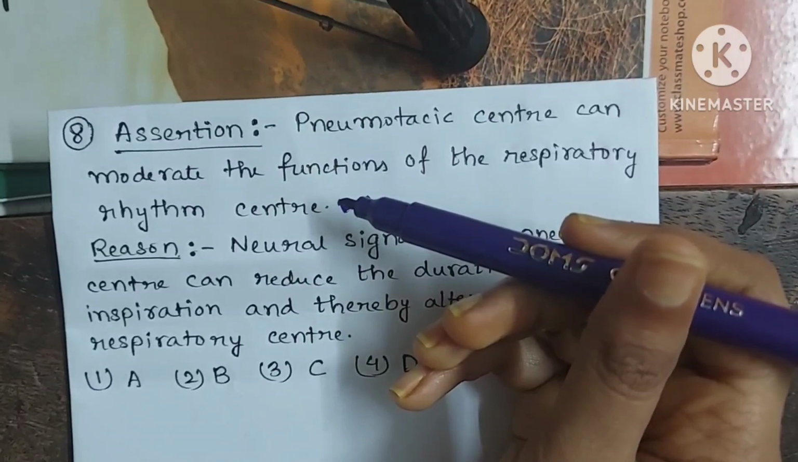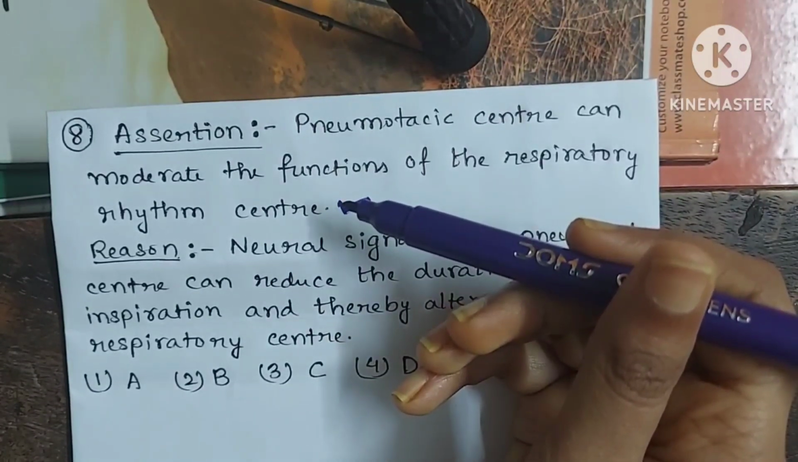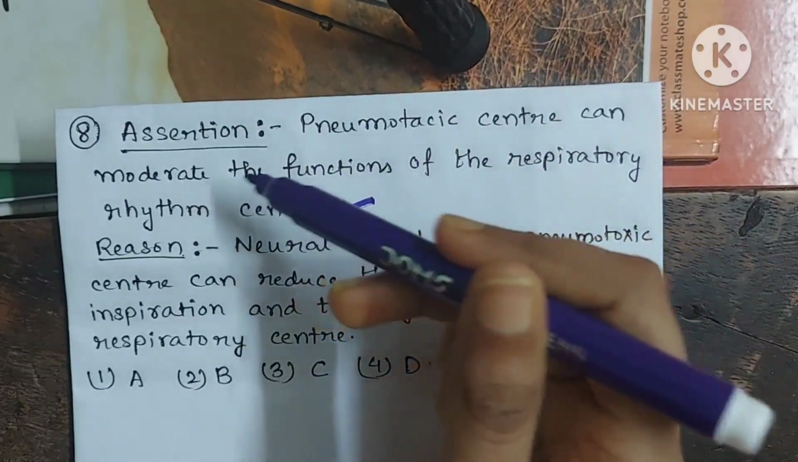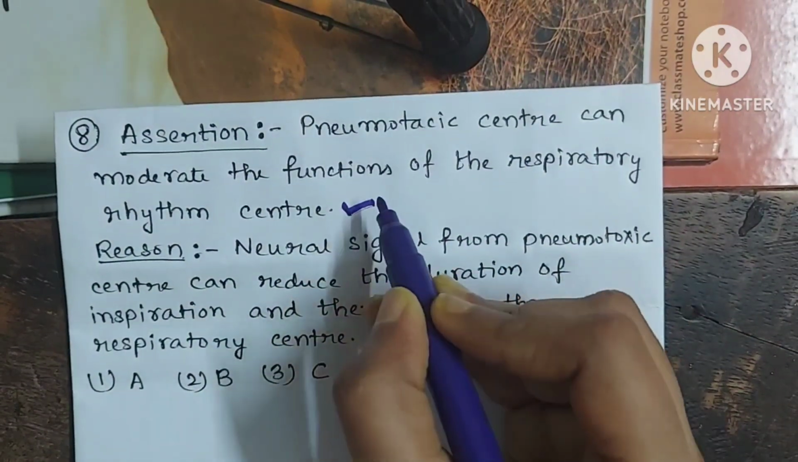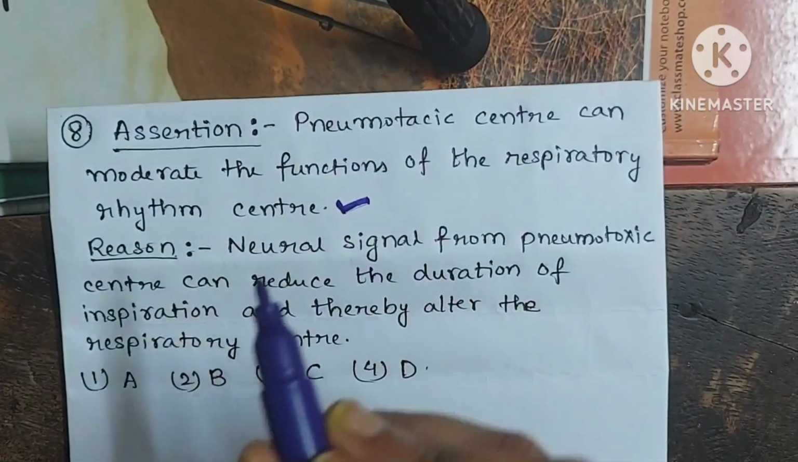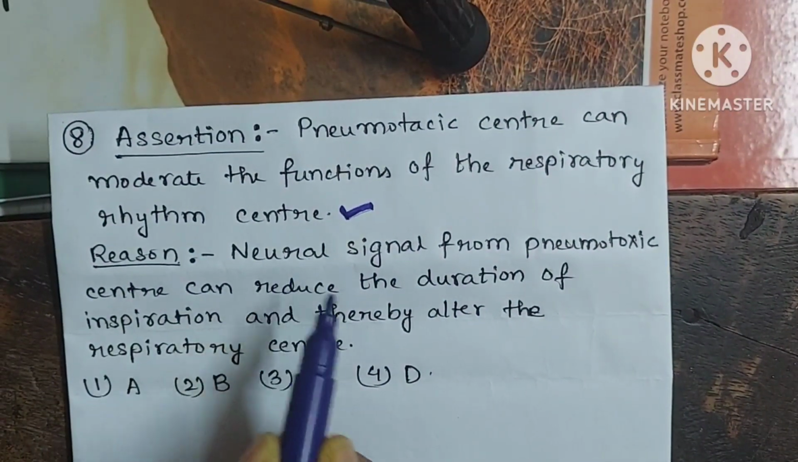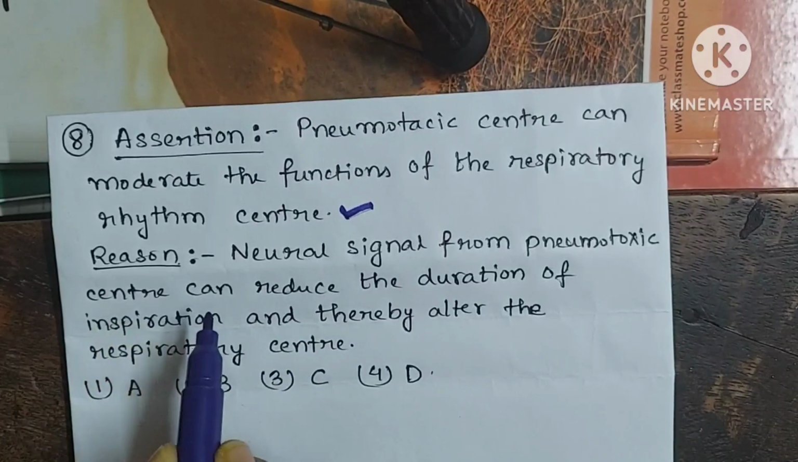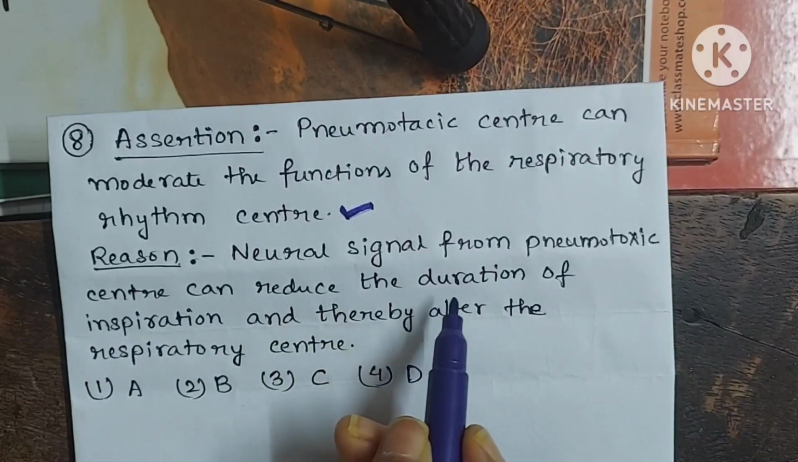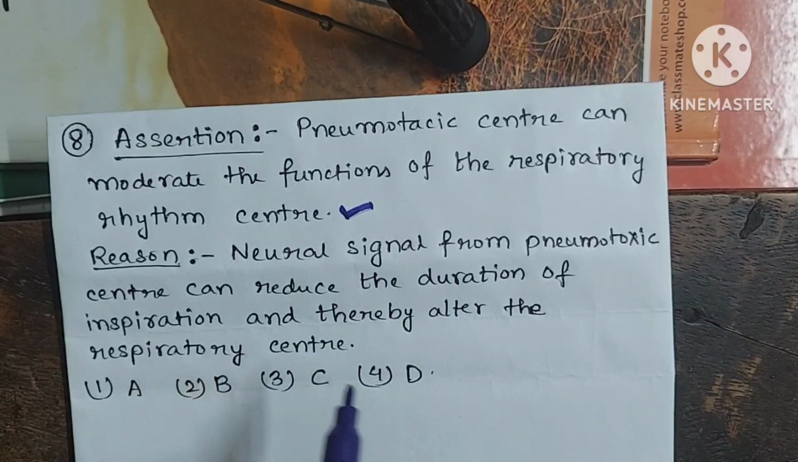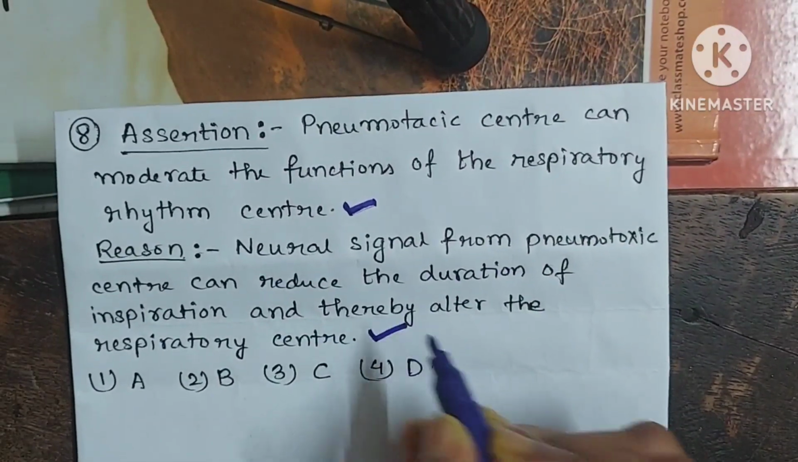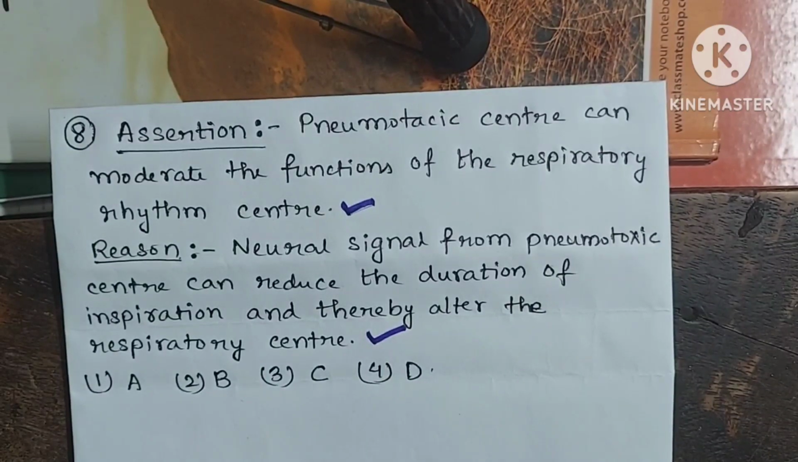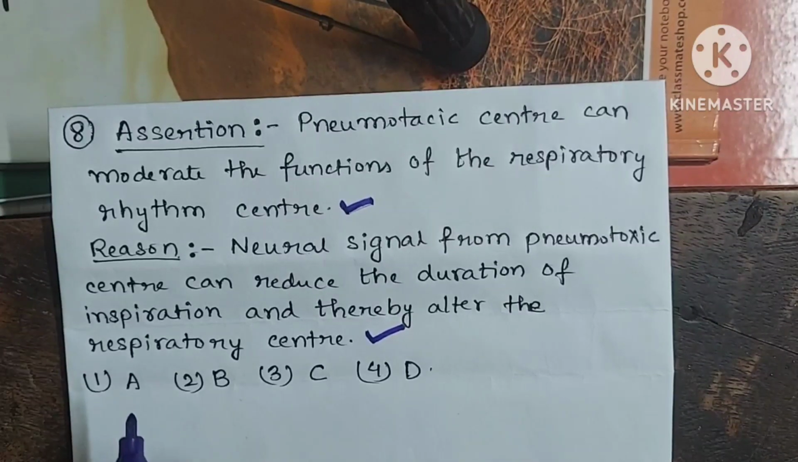Now let's read the 8th question. Assertion: pneumotactic center can moderate the functions of the respiratory rhythm center. Yes, this statement is correct. Now the reason part: neural signal from pneumotactic center can reduce the duration of inspiration and thereby alter the respiratory rhythm. Yes, this statement is also correct. Neural signal alters the respiratory rhythm center by reducing the duration of inspiration.